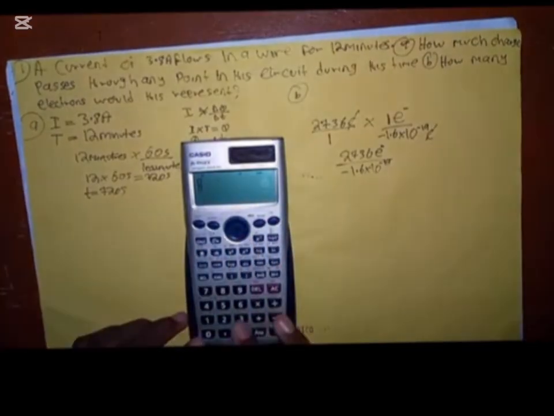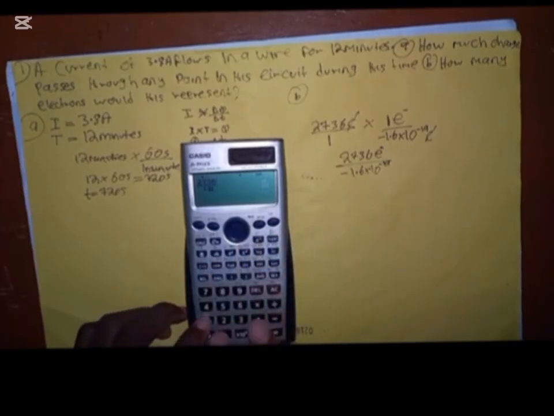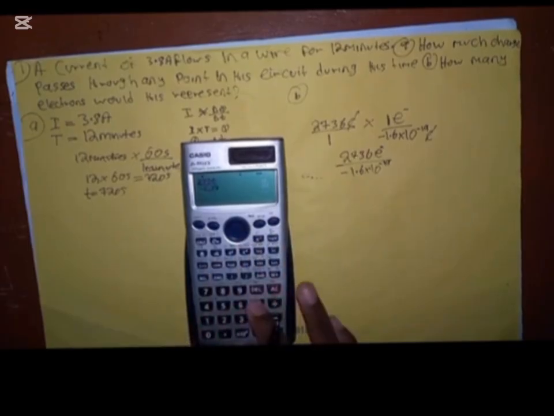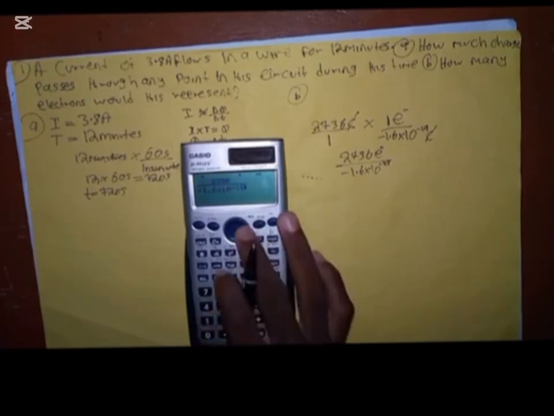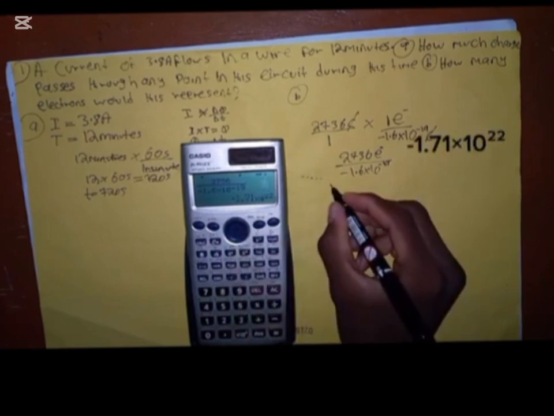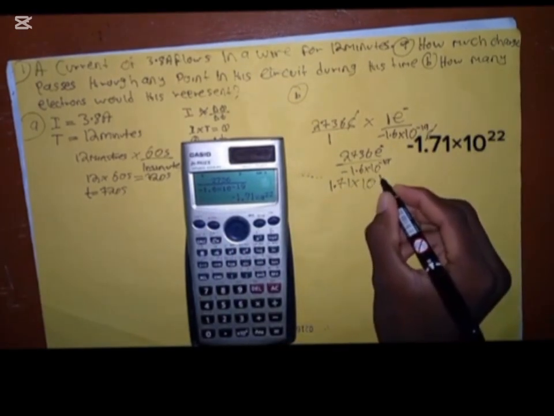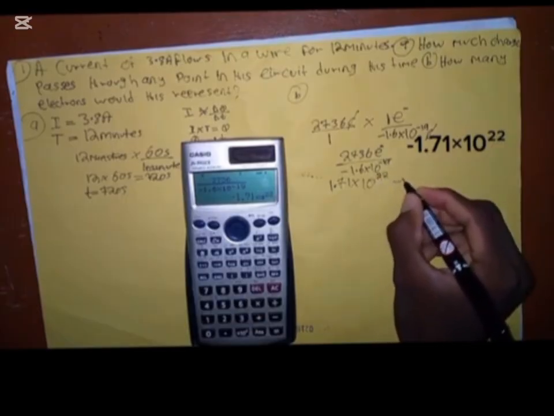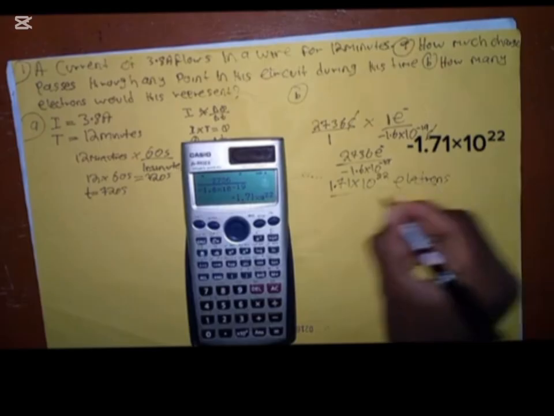Okay, 2736 divided by negative 1.6 times 10 exponential of negative 19. That's our final answer: 1.71 times 10 exponential of 22 electrons. So that's for 5B.